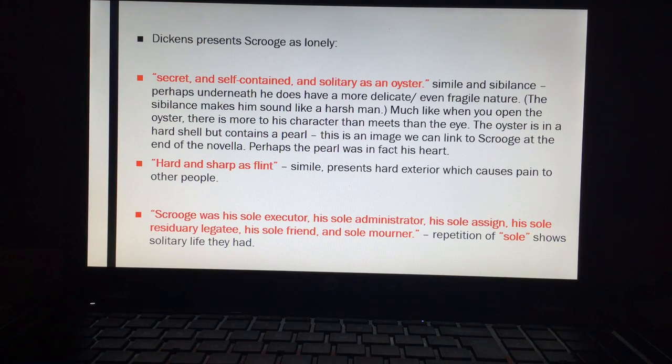Now, the repetition of sole here, you might even just remember his sole friend, his sole mourner. That's pretty simple. The repetition of sole shows the solitary life that he leads. The fact that there's nobody around to help him, and because nobody wants to be his friend. It's almost as if nobody wants to work with him because of the greed and the way he has lived his life. So one word quotation sole, one word quotation tight-fisted. We've got our simile of the oyster. We've got our simile of hard and sharp.